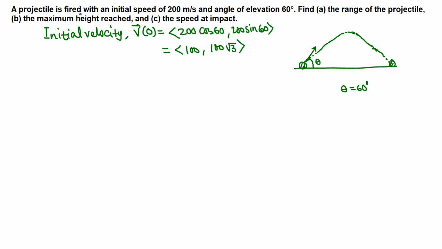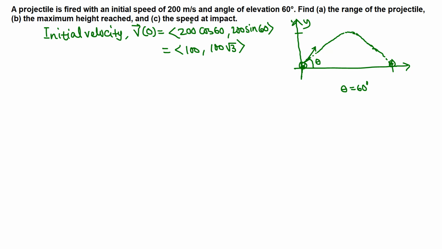A projectile is fired with an initial speed of 200 meters per second and angle of elevation is 60 degrees. Find the range of the projectile, so how far it reaches on ground, this is in the x direction, the maximum height reached, this is in the y direction, so how high it reaches, and the speed at impact. So when it hits the ground, what is the speed?